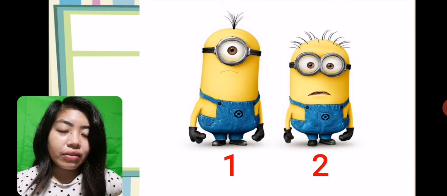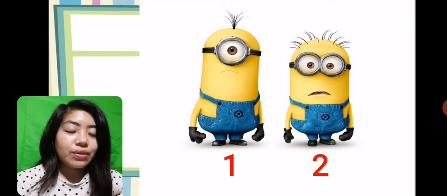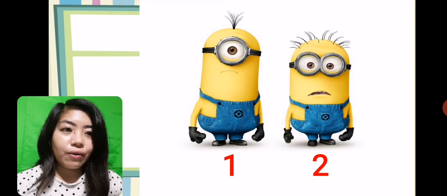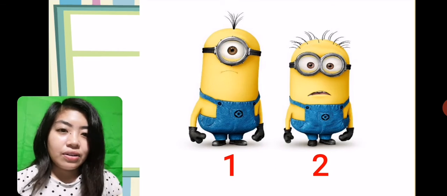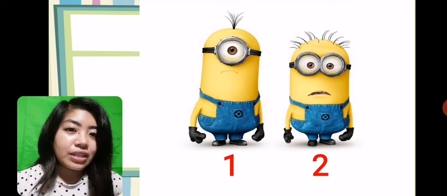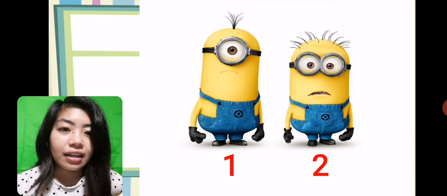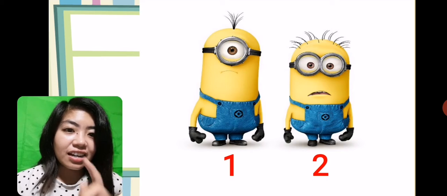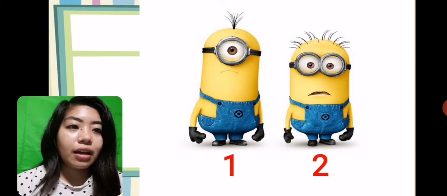Okay, before we have the discussion, I have here a picture of minions. So, si minion number 1, tsaka si minion number 2. So, first, identify muna natin kung ano yung pinagkaiba nilang dalawa. So, una is yung hair. So, ano yung mapapansin nyo dun sa hair ng ating minions? Dun sa first minion, mapapansin nyo ang hair niya is nakatumpok lang siya dun sa gitna. While yung ating second minion is scattered. Isa-isa lang yung buhok niya, yun nga lang, nasakop yung buong scalp niya.